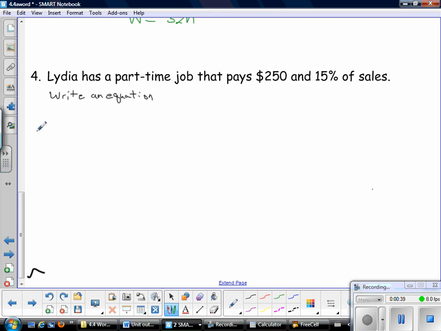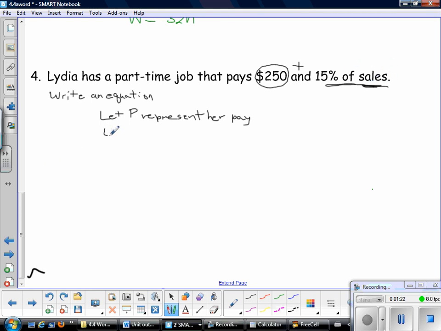Well, we want to know how much she's going to get paid, right? So it looks like we need to let P represent her pay. Okay, now her pay is more than just the 250 because if you notice it says and, which we know means plus 15% of sales. Now we don't know what sales are because it's going to change from one week to the next. So that means we have to come up with some kind of variable for sales.